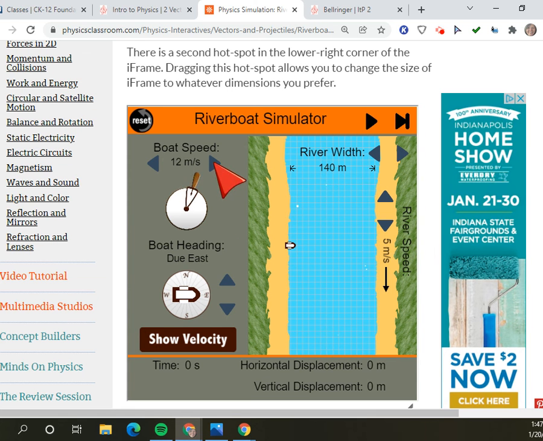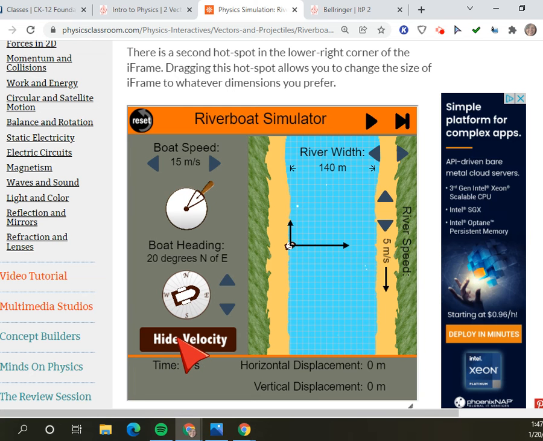And then we have boat speed and we have heading of our boat. So we can change those, manipulate those a little bit. But what I'd really like for you to do also is to show velocity. If I show the velocity, then I get these two arrows here. What is it that's usually represented by arrows? Vectors. So we have three vectors that are affecting this boat traveling.